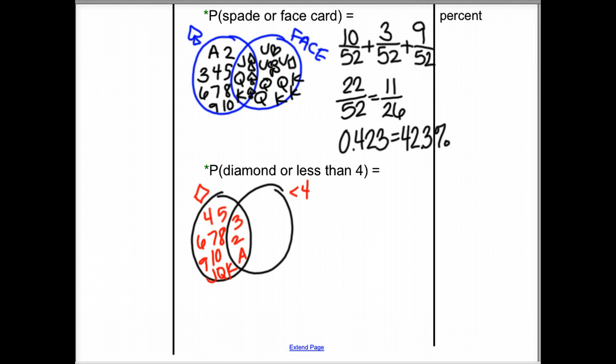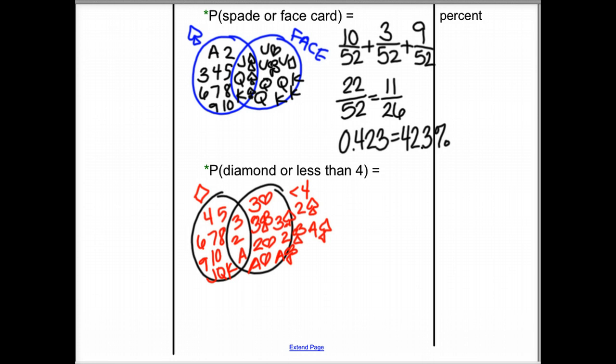And less than 4, we also have 3 of hearts. We've got 3 of clubs. And we've got 3 of spades. And we also have 2 of hearts, ace of hearts, 2 of clubs, and ace of clubs. And then we also have 2 of spades and ace of spades.